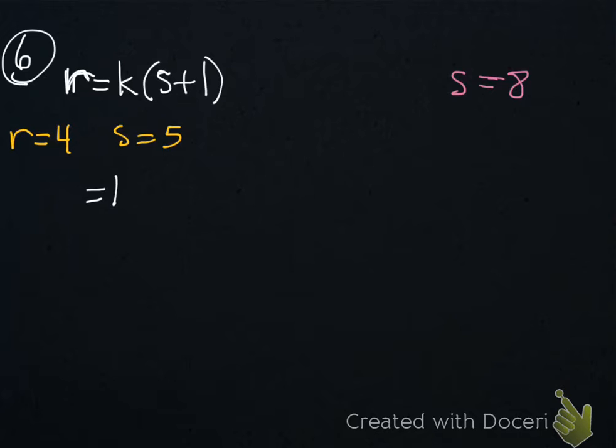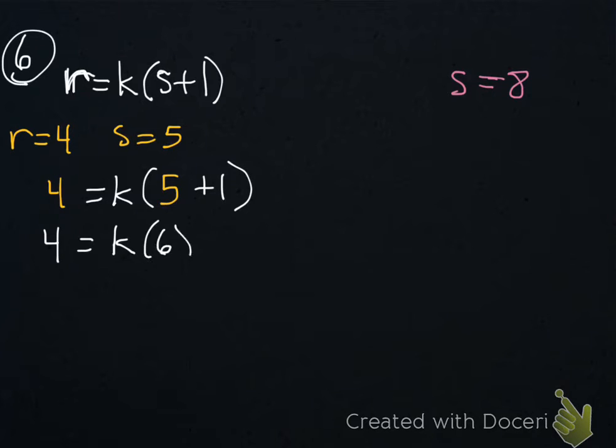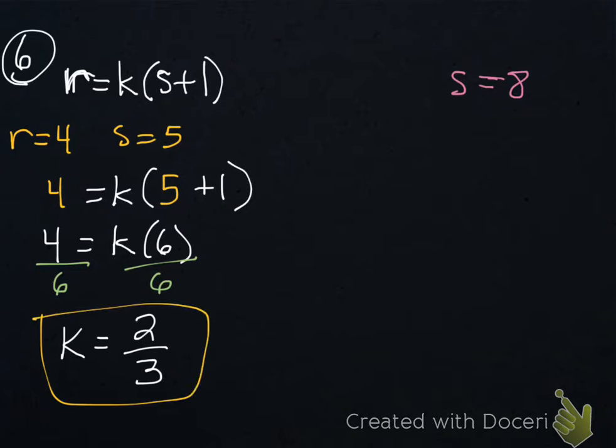So let's plug in to find K. I write everything down except for my R and my S. So my R is 4, my S is 5. Now let's simplify. I get 4 equals K times 6. Get rid of the 6, we're going to divide. And we get k equals what? Yeah, 2/3. So that's my k value.